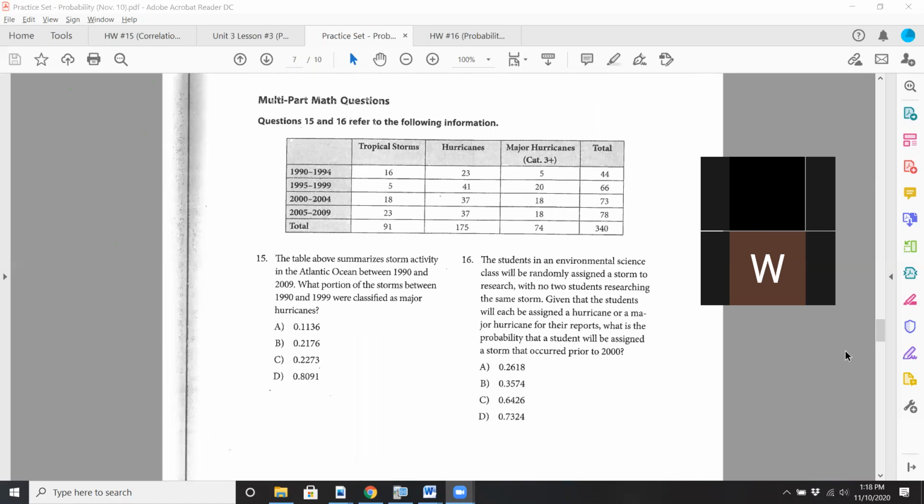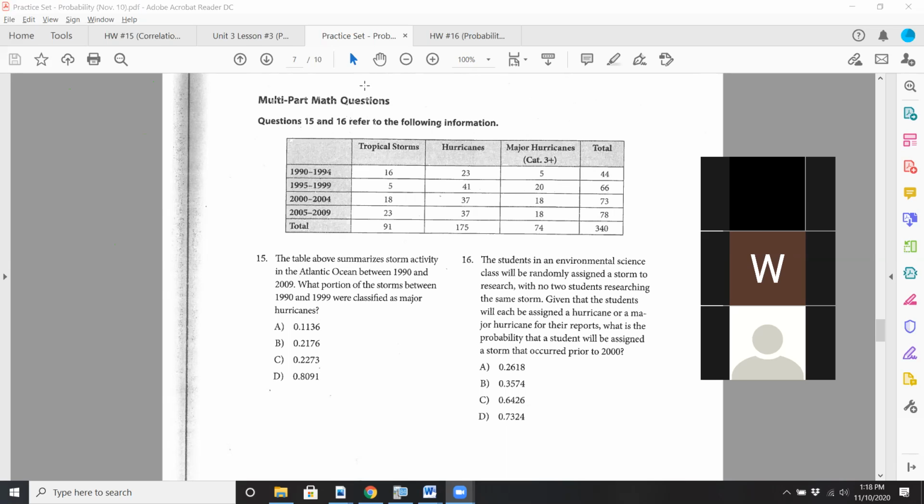Let's take a look at 15. John, do you mind reading number 15 for us, please? The table above summarizes storm activity in the Atlantic Ocean between 1990 and 2009. What portion of the storms between 1990 and 1999 were classified as major hurricanes? Great, thank you so much.